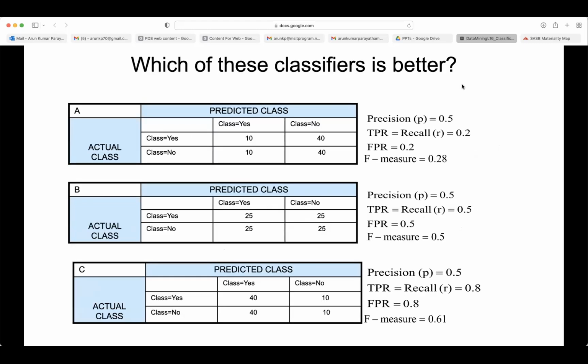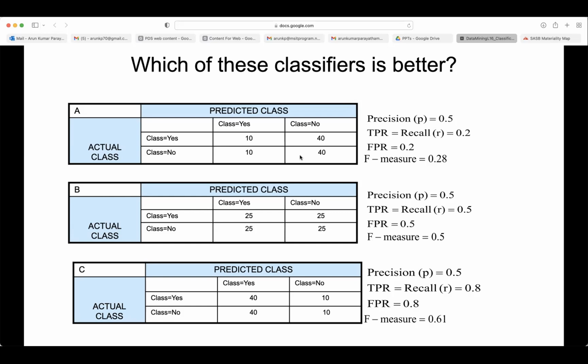So which of these classifiers is better? There is no rule that this is better, that is better. Again, I told you, it depends on the business. You need to find out the cost of each error, whether you are incurring more cost if you predict positive as negative or negative as positive. So this F measure is 0.28 in the first case.